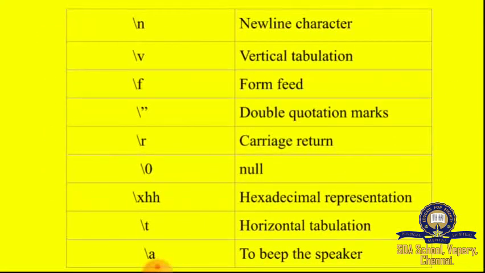Backslash n represents new line character. Backslash v represents vertical tabulation. Backslash f represents form feed. Backslash double quotation represents double quotation marks. Backslash r represents carriage return. Backslash 0 represents null.